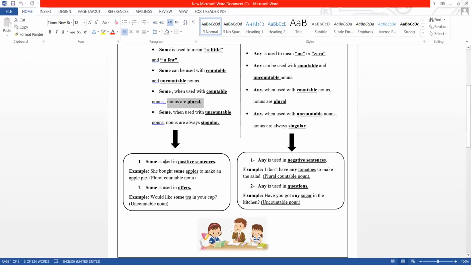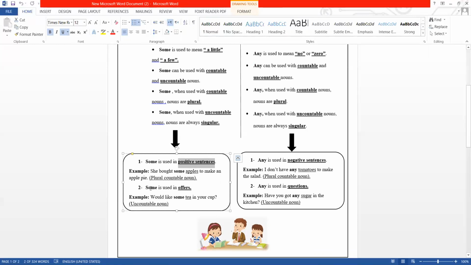Now, let's see an explanation about when we use some. Some is used first in positive sentences. So if I want to use some in a sentence, this sentence must be positive. For example, she bought some apples to make an apple pie. Here we have a countable noun, which is apples, and the countable noun is plural, plus the sentence is positive. So I can add some.